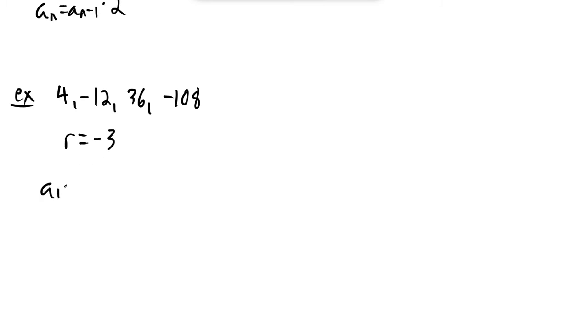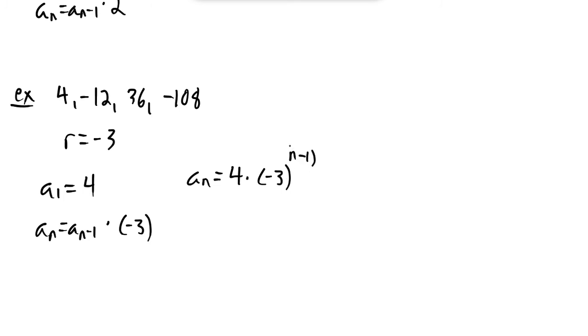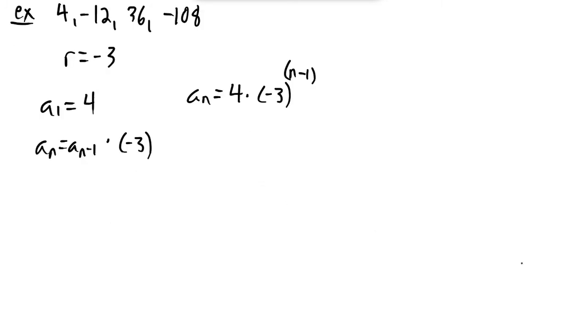Our recursive formula: our starting term is 4, and our a sub n will be a sub n minus 1, the previous term, times our common ratio. Remember, we have a negative 3 in there. And for our explicit formula, what's that going to be? It's going to be 4 times negative 3 to the n minus 1. Got to keep that negative 3 in parentheses, that way we're flipping the sign with each of these. All right, let's take a look at a couple more things we can do with this.